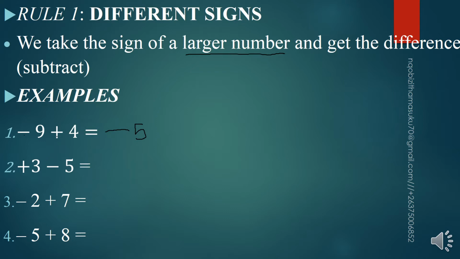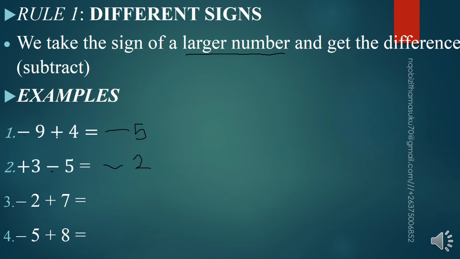The next example: 3 minus 5. Sometimes it's not important to write a positive sign; you can just write 3. Here we have different signs: 5 is negative and 3 is positive. We take the sign of the larger number, which is minus. Then bigger number minus smaller number: 5 minus 3 we get 2. So our answer becomes -2.